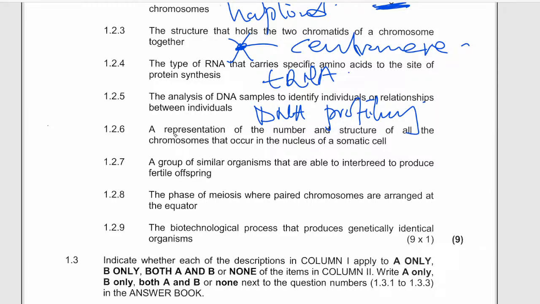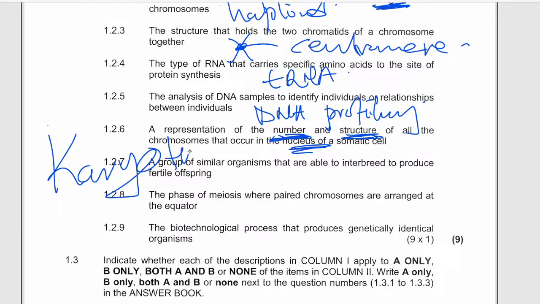I skipped one. The arrangement of number and structure of all chromosomes. If you talk about the number and the structure of all chromosomes in the nucleus, whenever I talk about the nucleus, you come with the word karyotype. Everything is stipulated in the book. So we need to know which type of nucleus that is. Therefore, it becomes karyotype.